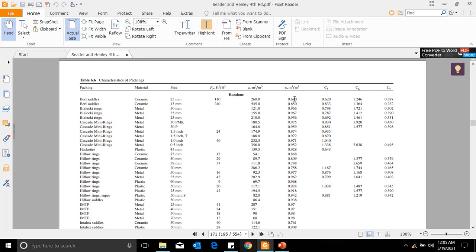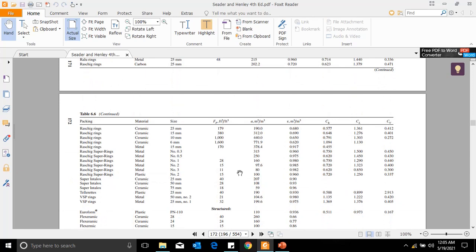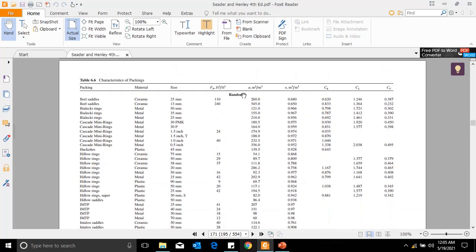Initial versions of the packing were more solid, with less area available for the liquid and vapor flow, but later they were developed with more openings. Then there are a few other parameters related to the packing which will also be used in the next one or two lectures. These are different constants which you can see from this table, and they are given for both structured as well as random packing.